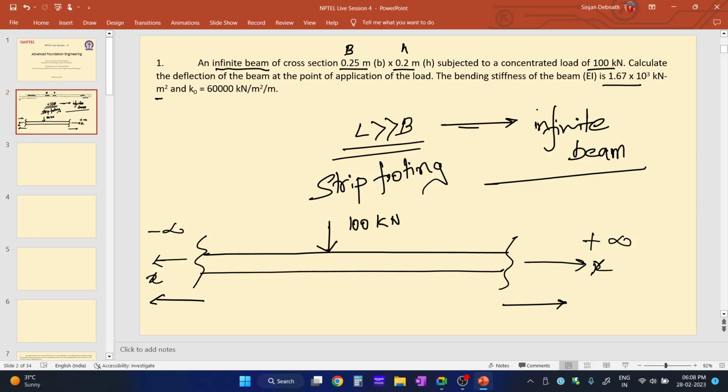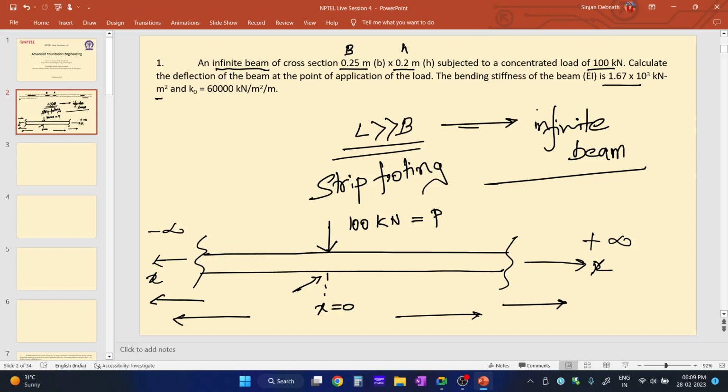This one is P, let it be P. The point of application, the reference point, we will name it x equal to 0. This is along the x-axis. Towards this side it is positive infinity, and towards this side it is negative infinity. At x equal to 0, 100 kilonewton is acting. We need to find the deflection of this beam at the point of application.